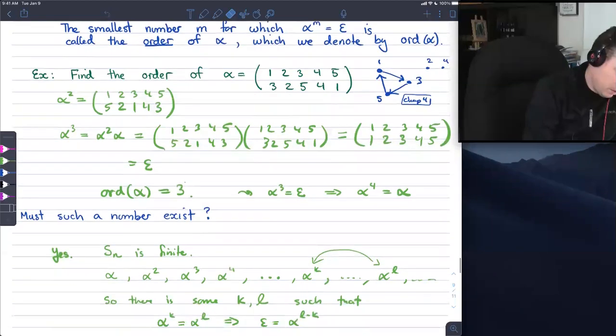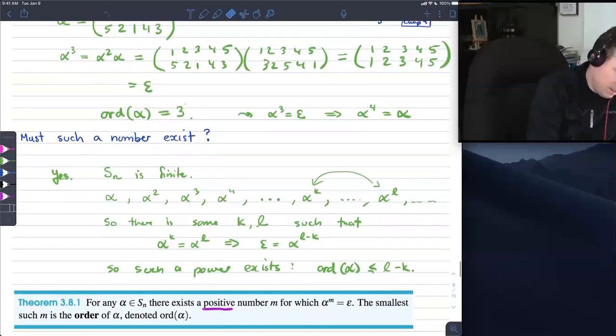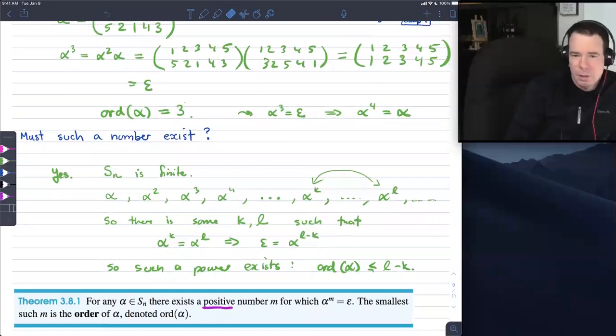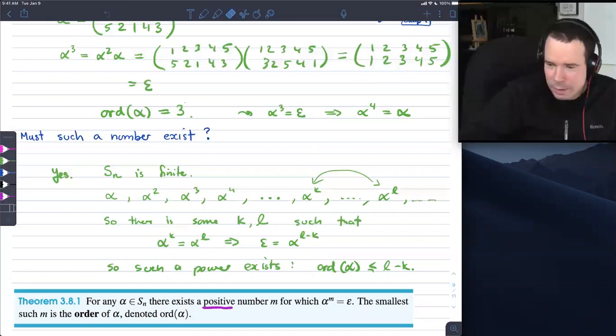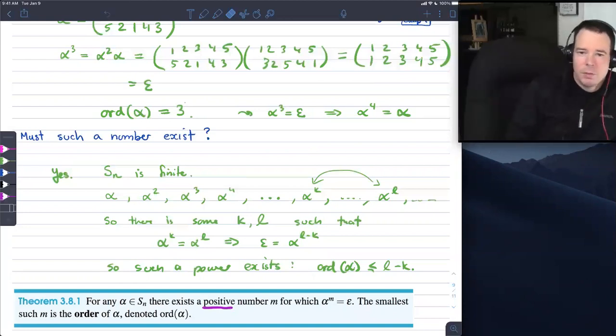Then we asked the question, must such a number exist? So must there be a number that kills a permutation? In other words, for any permutation, must there be some smallest value which, when you apply the permutation or multiply it to itself that many times, gets the identity? And the answer is yes. And that's because we're only dealing with a finite number of permutations. So if you keep multiplying the permutation to itself over and over again, you eventually have to repeat permutations because there's only finitely many. And once you repeat one, then you can show that you had to have attained the identity somewhere along the way. And that was our argument.